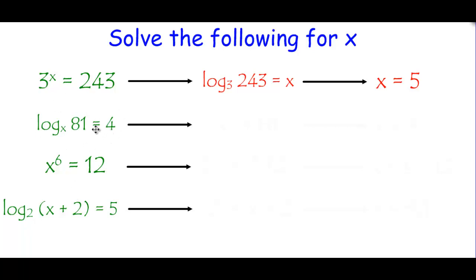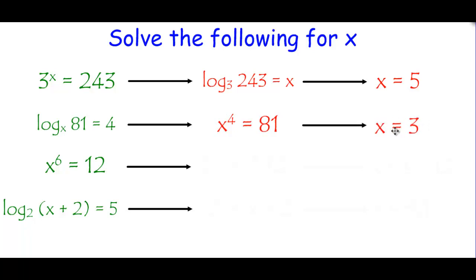What if it's already in log form? Well, it'd be nice to type this into my calculator. However, I can't type log of x because the calculator doesn't know what x is. So when it's in log form, sometimes it's important to change it back to exponential form. This would be x to the 4th equals 81. We've already done problems like this. If I want to get x by itself, I have to take the 4th root of both sides. So I would have to do that.